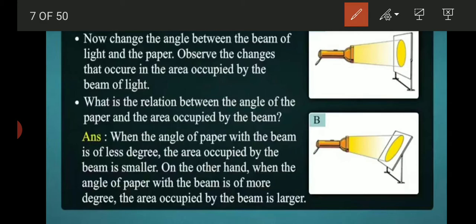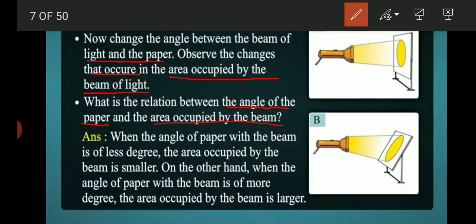Now the third question. Now change the angle between the beam of light and the paper. Observe the changes that occur in the area occupied by the beam of light. What is the relation between the angle of the paper and the area occupied by the beam? Now see, here in this question, two questions are asked. So we'll give answer to these questions.